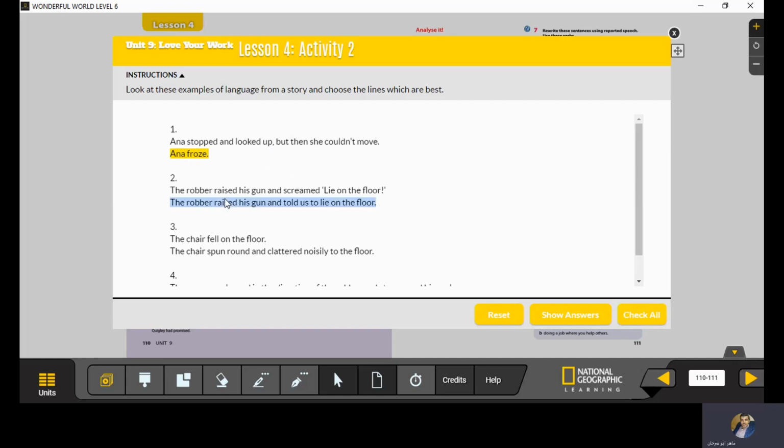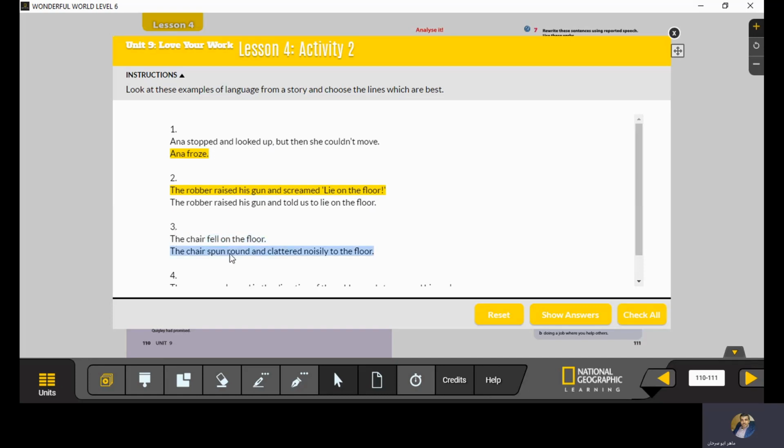Number 2, "The robber raised his gun and screamed, 'Lie on the floor.'" Or "The robber raised his gun and told us to lie on the floor." This one looks more dramatic: "Lie on the floor." See, it's using direct speech. As you see, this is direct speech. So these are the means that we discussed to draw the interest of the reader.